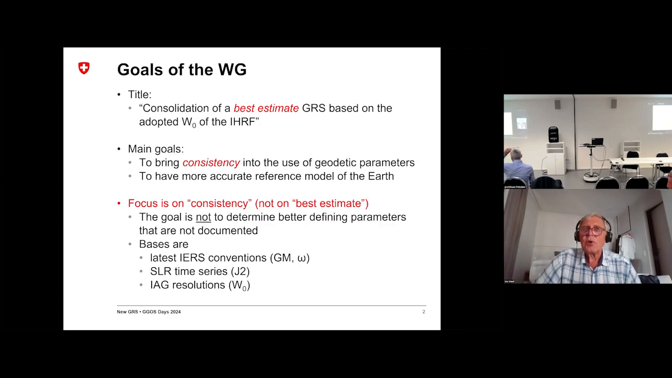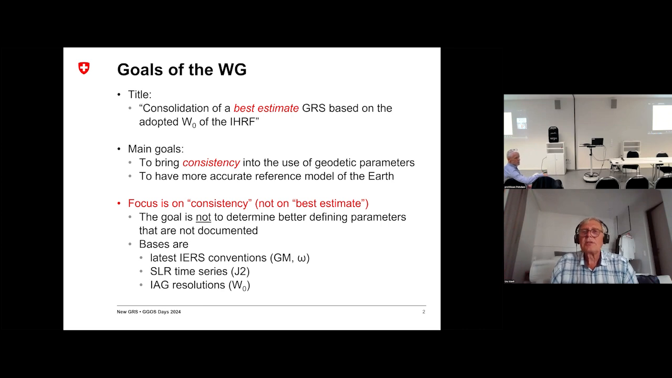The title of the working group is Consolidation of a Best Estimate GRS based on the adopted W0 of the IHRF. So the best estimate, but the main goal is to bring consistency into the use of geodetic parameters, and so to have a more accurate reference model of the Earth. So the focus is on consistency and not on best estimate.